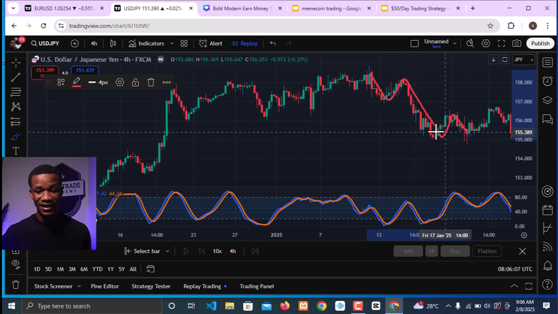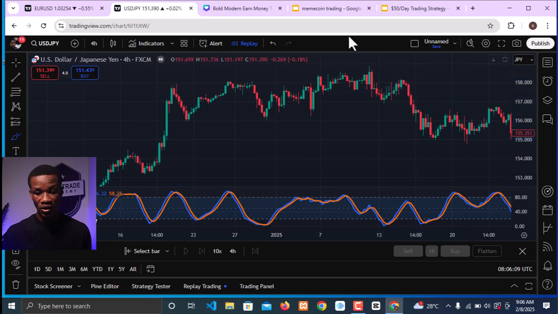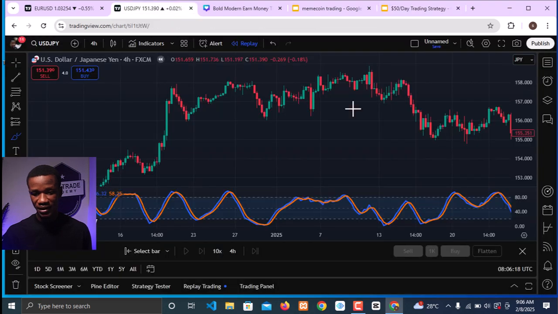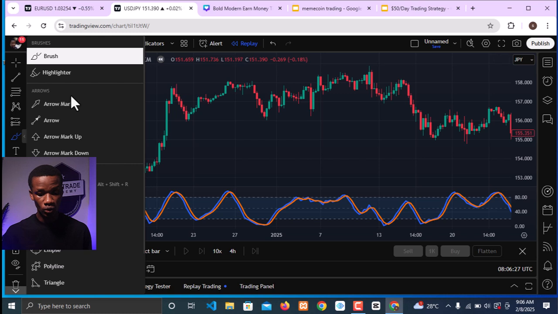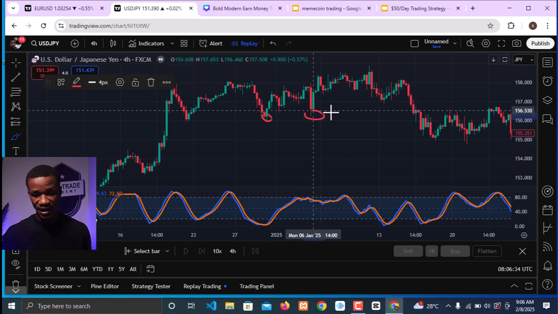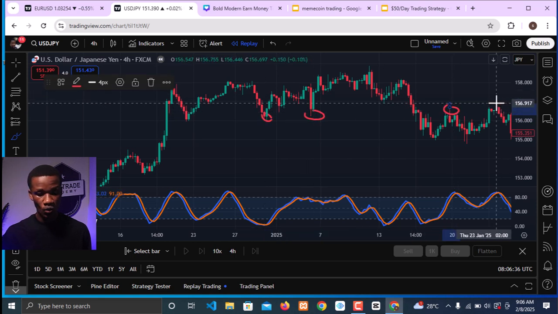So rule number one is trend identification, which is here. The second thing is resistance and support level. We want to check the level of support and resistance. And if you look at it, this very point is a strong resistance, resistance at this point, and support at this very point. So it aligned with our rule number two. We have support here and resistance at this point, resistance at this point. So rule number two is met at this very point.